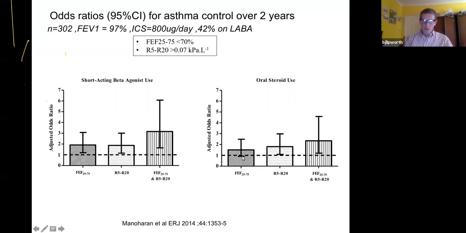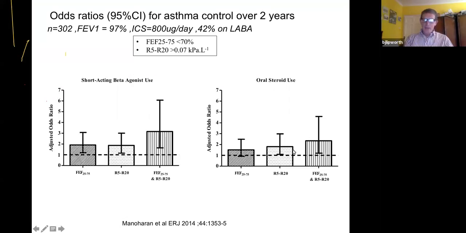You can see that the confidence interval for FEF2575 is just below unity for the odds ratio. That actually wasn't significant, nearly, but not quite. But for R5, R20, that was significant, because you can see the bottom end of the confidence interval was greater than unity. And again, you're seeing an odds ratio of nearly 2.